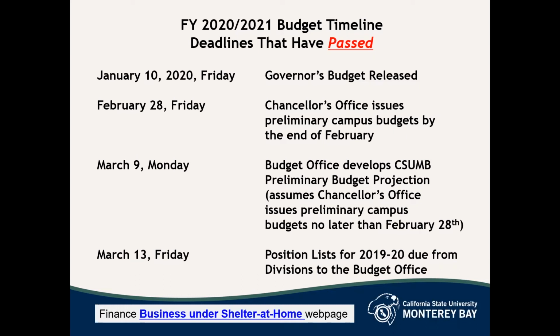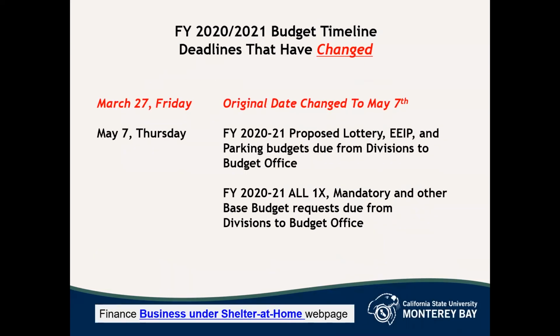March 13th, all the position lists did come in. Next slide. What did change is that from March 27th through April 30th, we moved all those dates forward to free up April as the campus transitioned to the remote environments. The March 27th date for the budgets to be turned into the budget office is now May 7th.